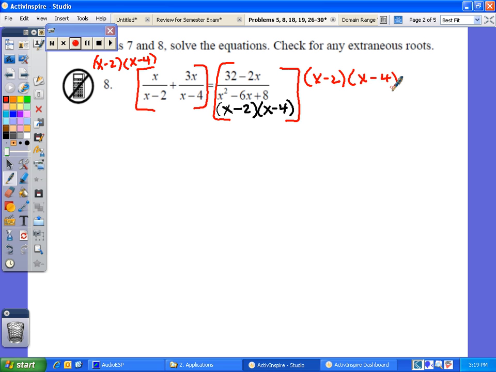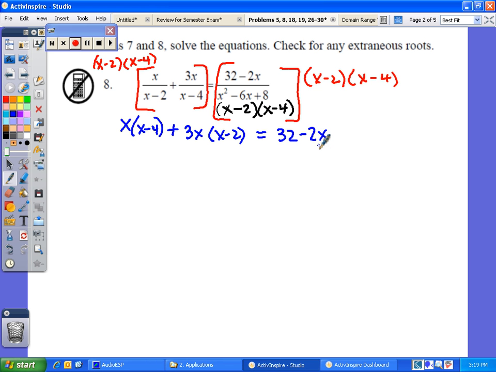And when I distribute this least common multiple times the first fraction, the x minus 2's cancel out, and I end up with x times x minus 4 plus the same least common multiple or least common denominator times the second fraction. The x minus 4 factors cancel out, and you have 3x times x minus 2. On the right side, things are a lot easier because both of these factors will cancel out with both of these factors. So you end up with just the numerator.